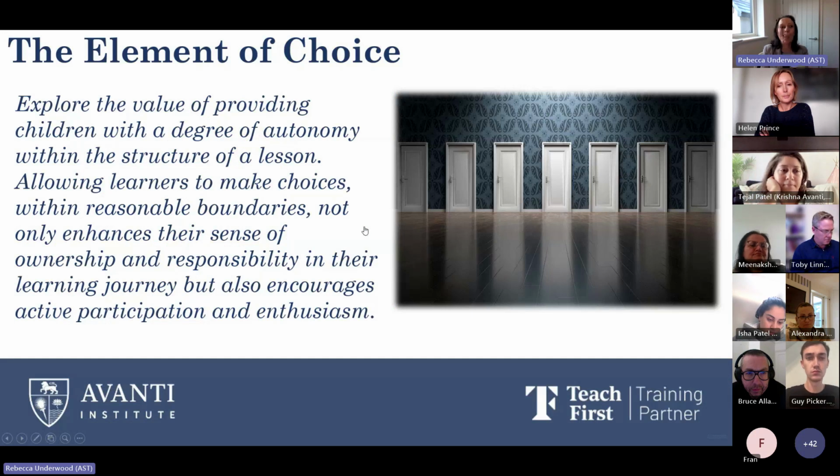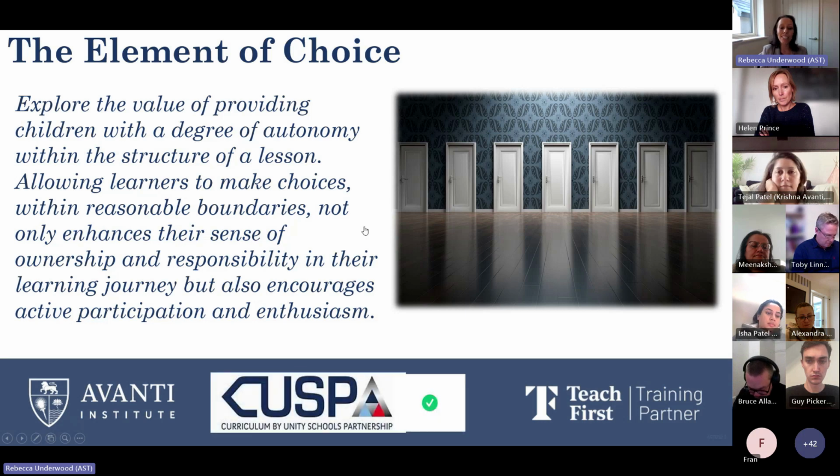We talked about this earlier, didn't we? That element of choice, those unopened doors, exploring the value of providing children with a degree of autonomy. And I think that's really important. It gives them ownership, like you all quite rightly said. And CUSP, a big tick there, they agree with that as well. There should be an element of choice to each lesson.